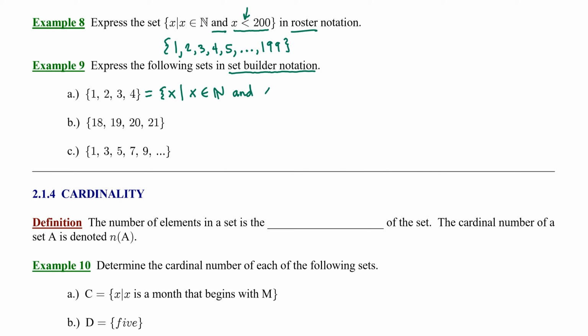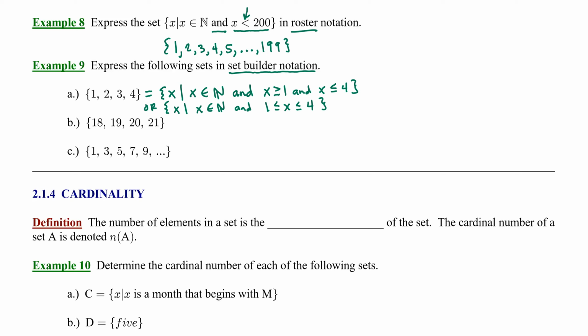So we could say x is greater than or equal to 1 and x is less than or equal to 4. Another way to write that, maybe a little more efficiently, the set of all x such that x is an element of the natural numbers and 1 is less than or equal to x, less than or equal to 4. So here I see the number x between and including 1 and 4.